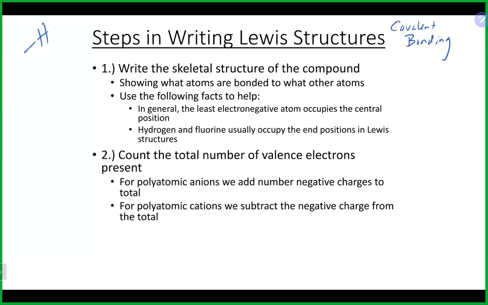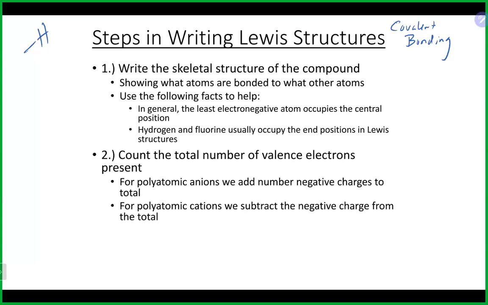The next thing you want to do, which is probably almost the most important thing, is count up how many total valence electrons your picture is supposed to have. That number is really important because when your picture is done, you have to have exactly that number of electrons in your picture to be correct.